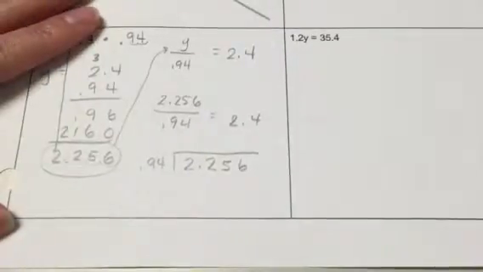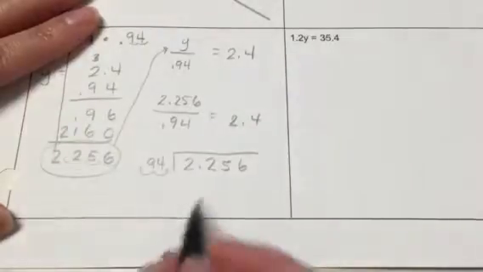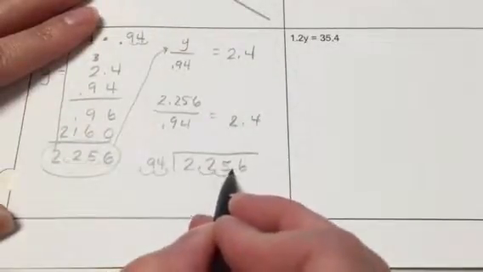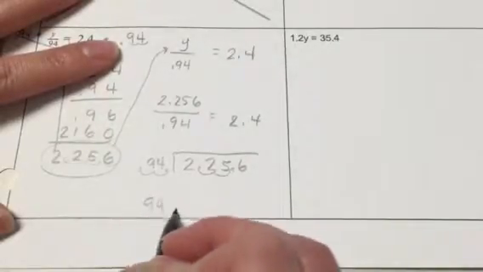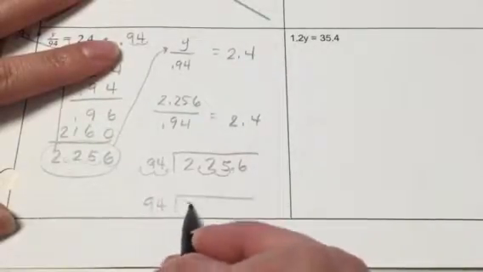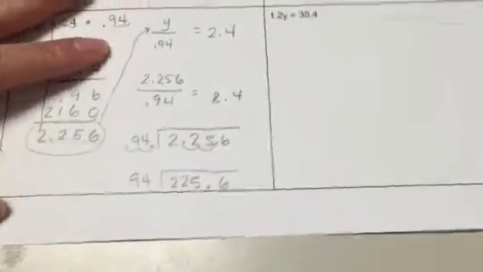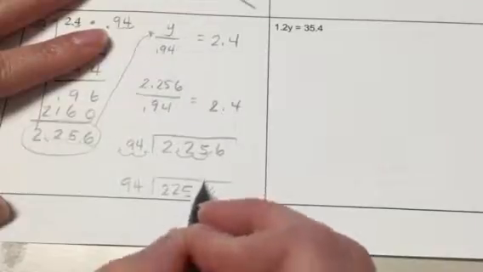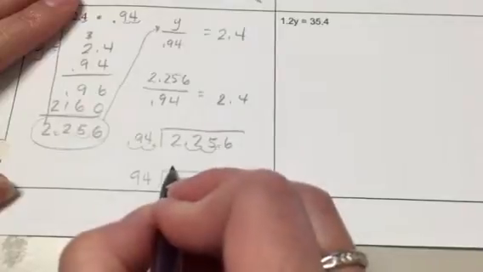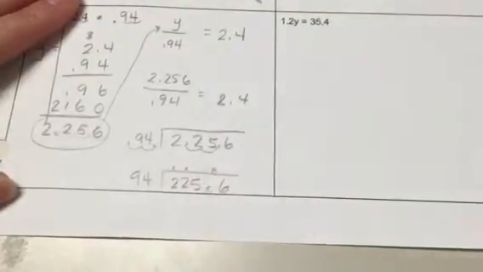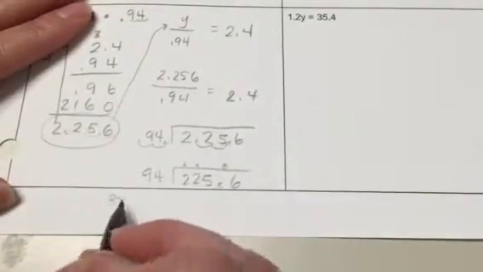I want to get rid of that decimal, so I'm going to have to multiply by 100 or move it over 2 spots. So my new division is 94 on the outside and 225.6 on the inside. I'm going to carry that decimal straight up above. 94 won't go into 2. It won't go into 22. So 94 into 225.